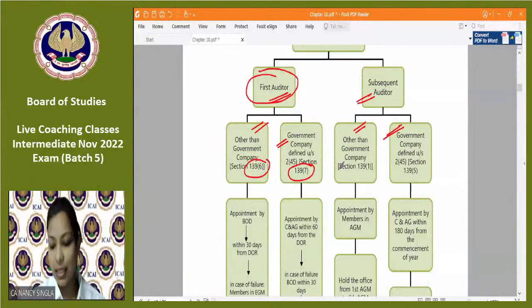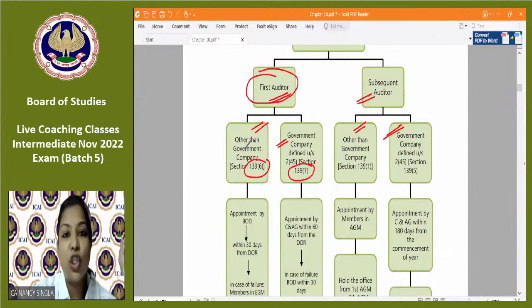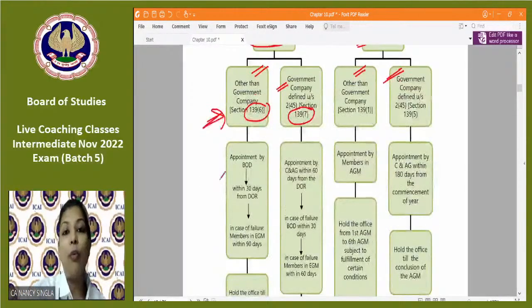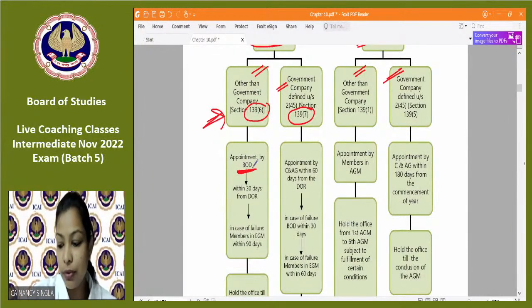So we are discussing the appointment of the first auditor in case of a company other than a government company. ठीक है? So section 139 subsection 6 की, company register हो गया, तो उसके बाद the appointment of first auditor will be made by the board of directors. The responsibility has been given to whom? Board of directors. Within 30 days of the date of registration of the company.